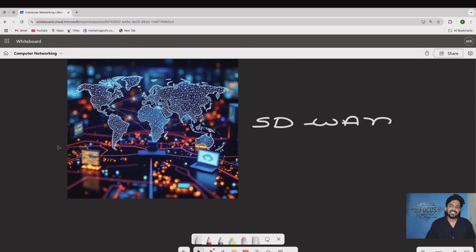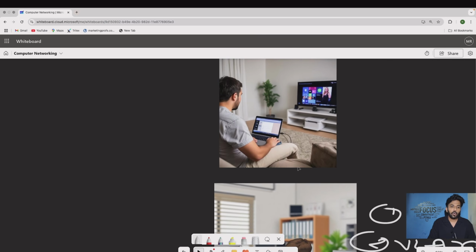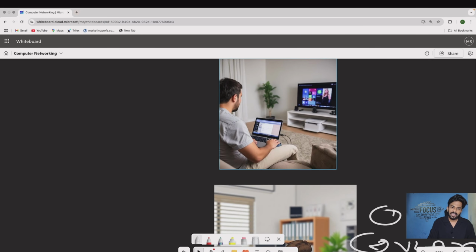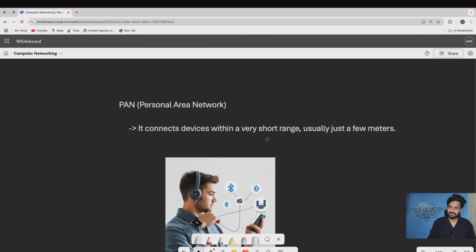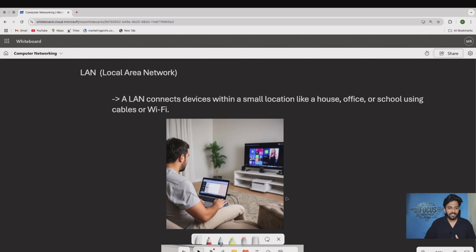So this is all about the network types. Let's summarize the story of the network types. Let's go back to where we started. We started with PAN. This setup allows sharing data between devices within a short range. The same person is at home using multiple personal devices like a TV, printer and laptop, all connected to one router. This setup is also called a LAN.